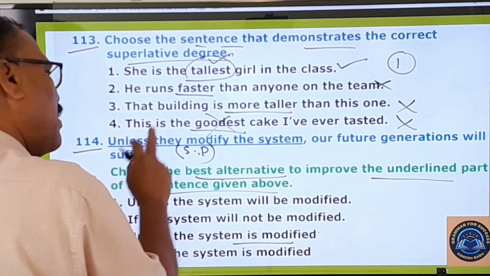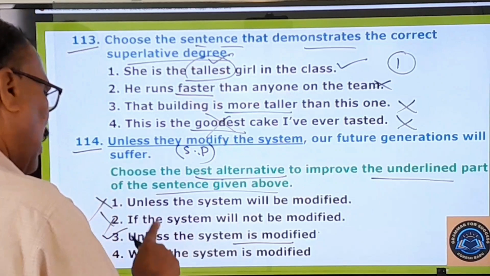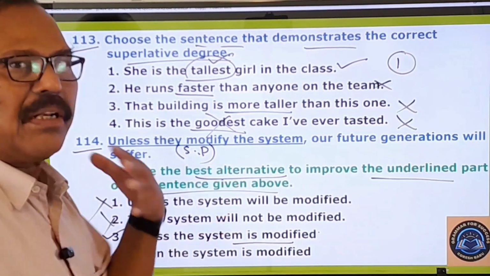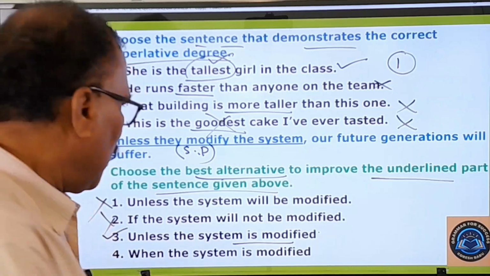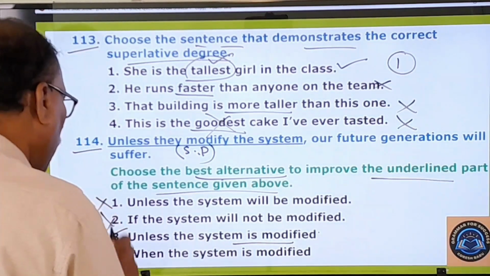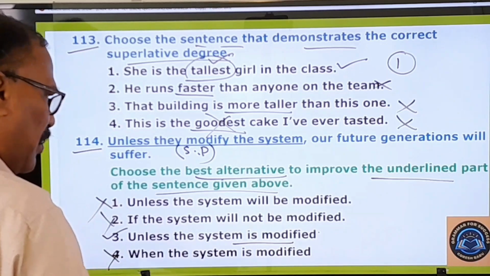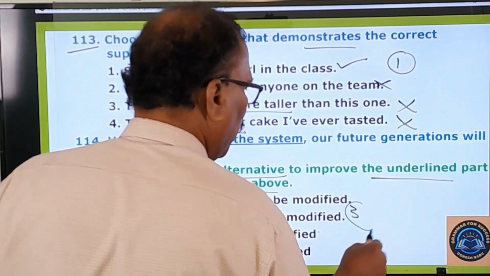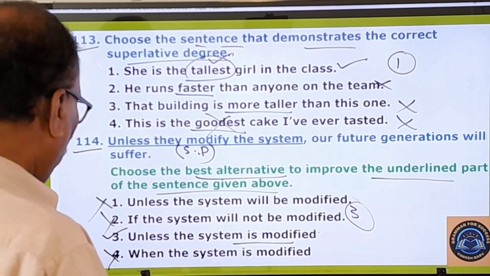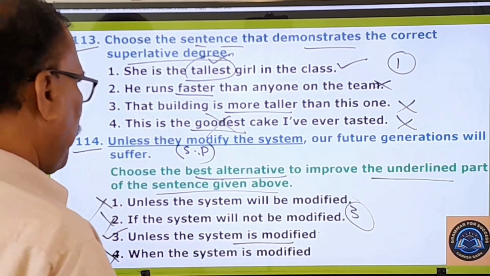That means unless they modify the system is correct. Unless the system is modified, that is also correct. In either way you can express this sentence. So therefore the third one is the right one, and when the system is modified, no. So here first one, second one, fourth one are absolutely wrong, and only the third one is the right one. Therefore your answer choice is the third one, right. And now we move on to other questions.